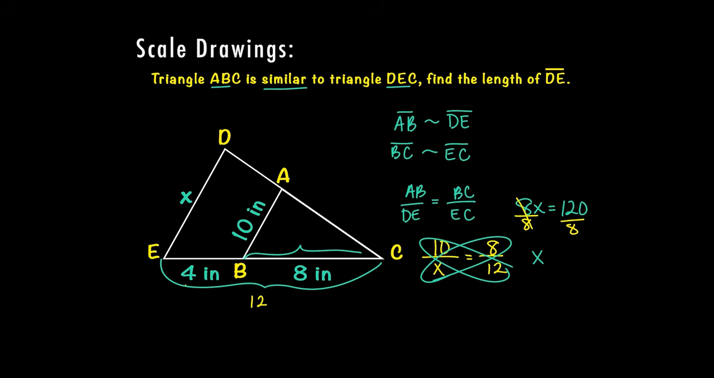When I divide 120 by 8, 8 goes into 12 one time. I have 4 left over, and 8 goes into 40 5 times. I can see that the missing side length X is 15 inches.